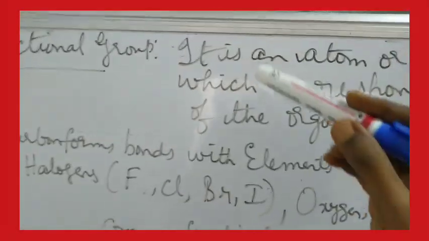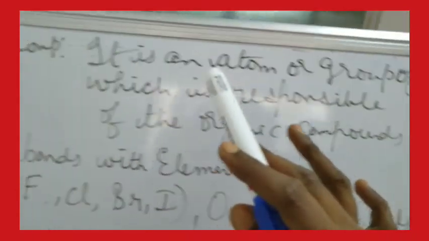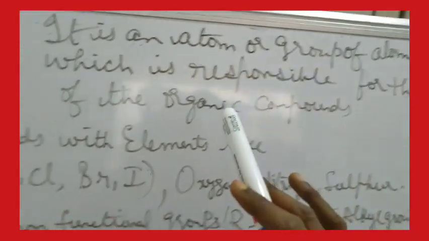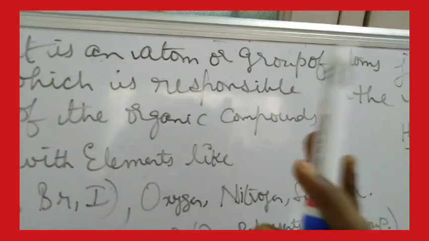Now functional groups. Functional group means it is generally an atom or group of atoms which are joined in a specific manner which is responsible for the characteristic chemical properties of the organic compounds. That means the group of atoms are joined in a specific manner and that particular manner is responsible for the characteristic chemical properties of the organic compound which is formed.